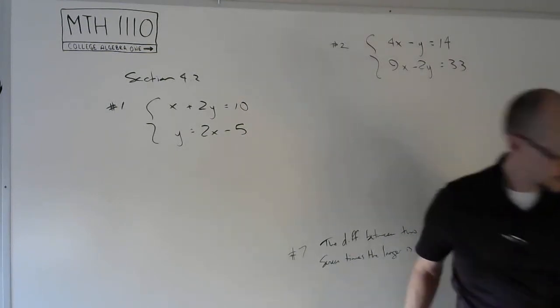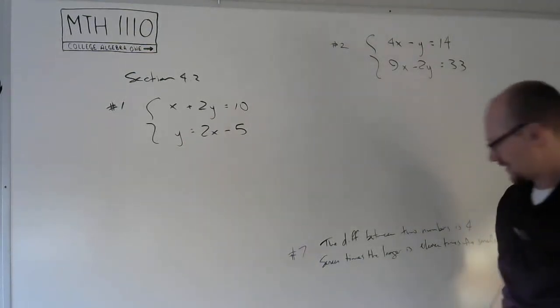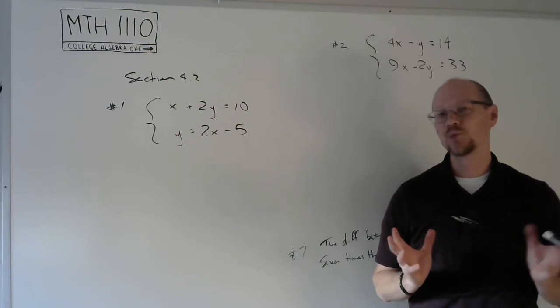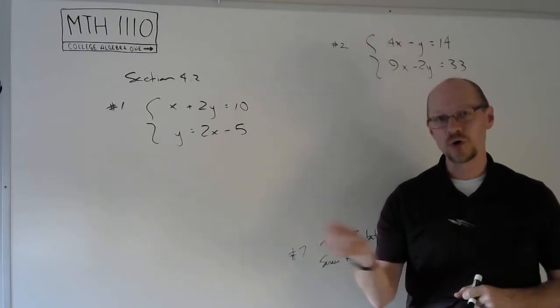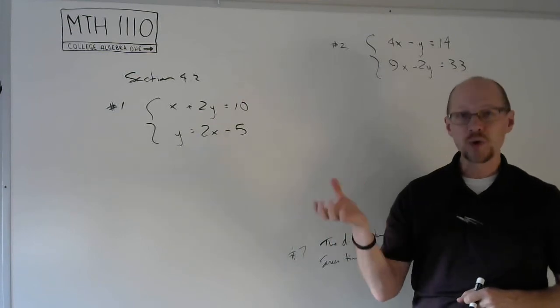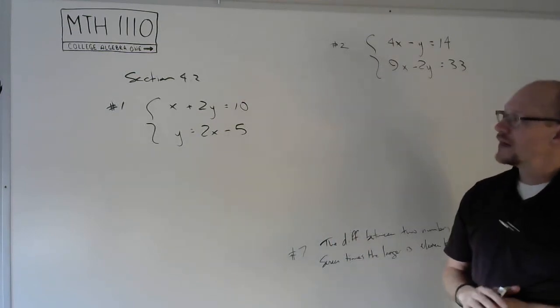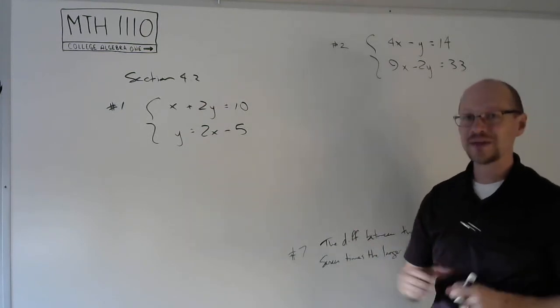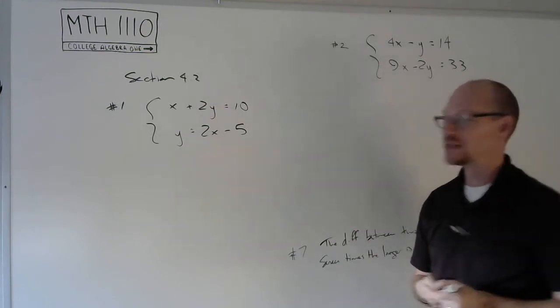So in the first one, you can see how everything is set up really nicely where the y is all by itself in that second equation. If y already equals 2x minus 5, is it possible that I can just put 2x minus 5 in place of the y in the previous one?